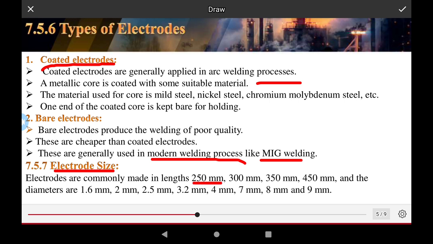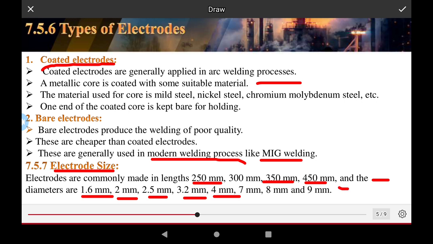The electrode diameter is 1.6 mm, and the length of the electrode is 350 mm. The diameter of 2 mm is required for the other, which is 450 mm long. For the 450 mm electrode, the required diameter is 2.5 mm. This is for all the components: as the electrode length increases, the diameter also increases, as 3.5 mm, 5 mm, 4 mm, 7 mm, 8 mm and 9 mm.